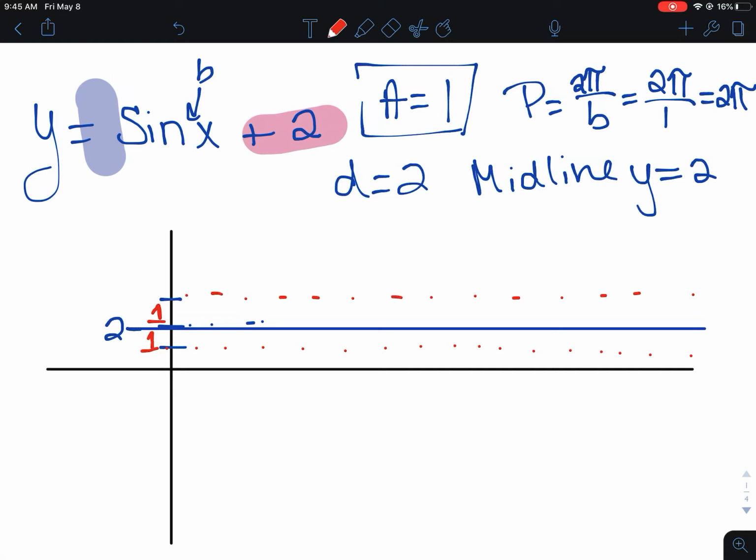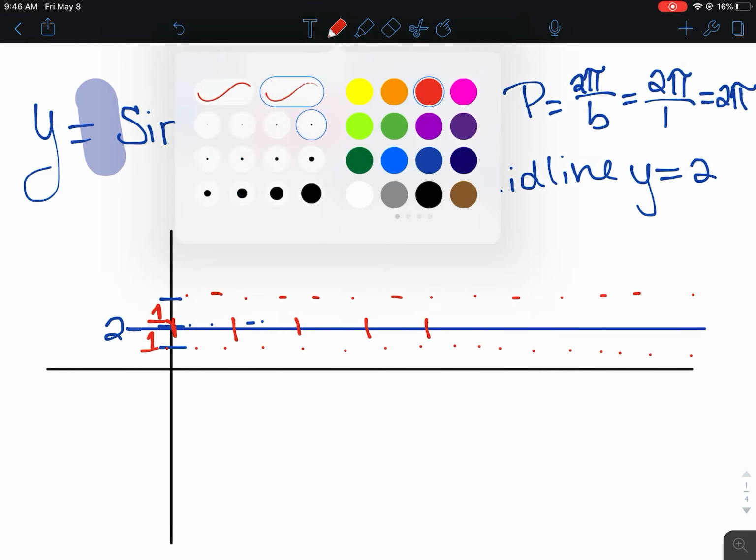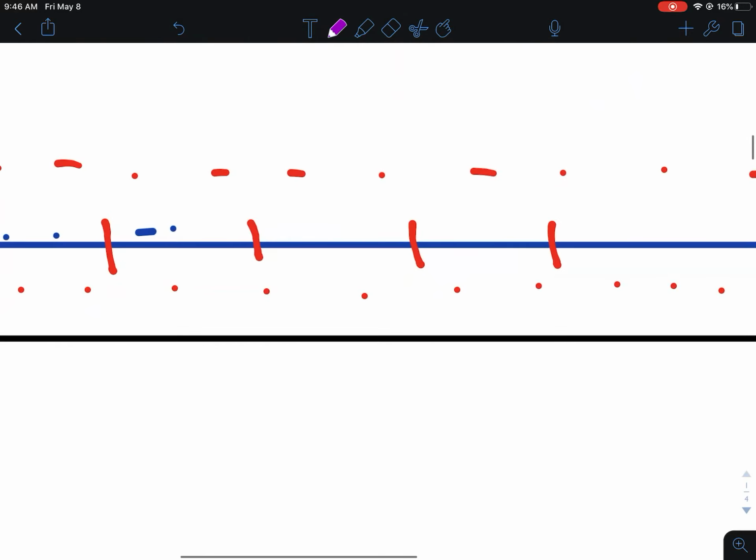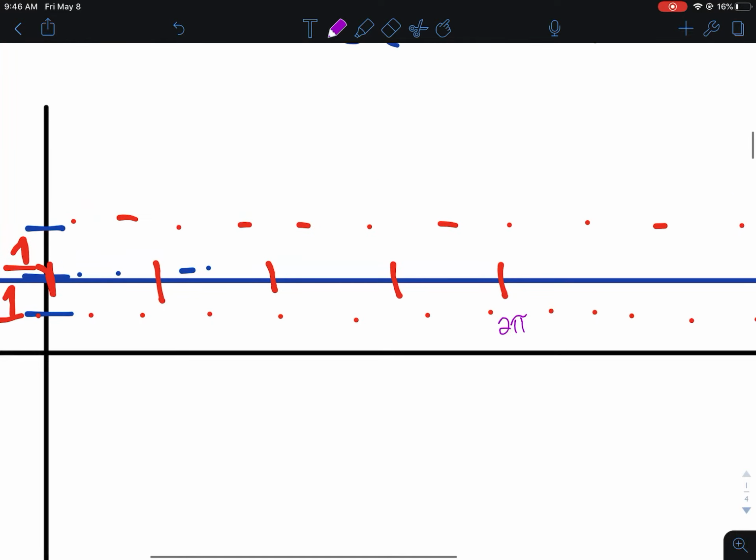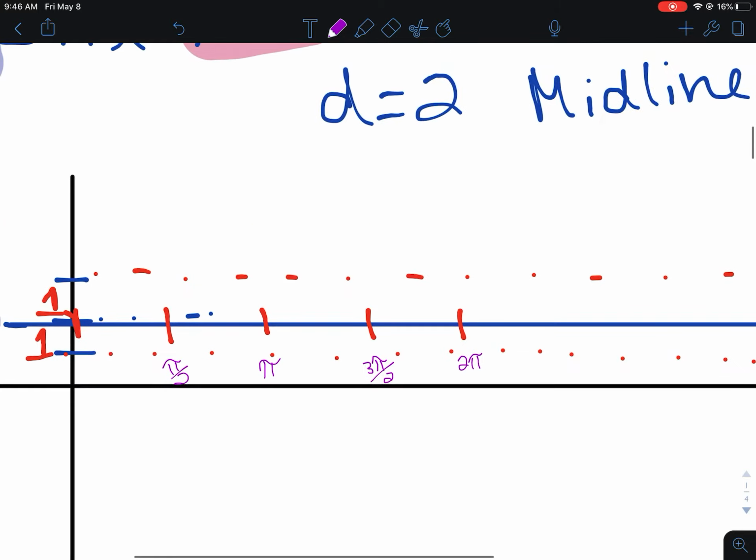And then now there's no parentheses, so there's no phase shift. We haven't moved left or right. So we've set up where our graph should be, and if there's no phase shift, it's going to start at 0. We said our period is 2 pi, so let me chunk this into 4 parts. The last of those parts being 2 pi. All right, so label that 2 pi over here. And then halfway would be pi, 3 pi over 2, just like your unit circle, pi over 2.